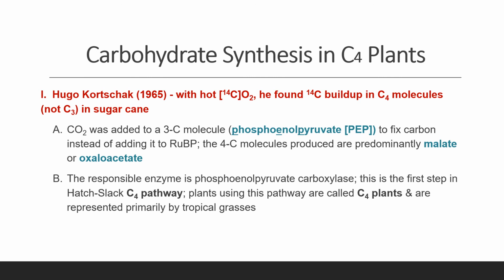So, the enzyme responsible for the linkage of carbon dioxide to PEP was named phosphoenolpyruvate carboxylase, and it catalyzes the first step of the C4 pathway. So, plants that utilize this pathway are referred to as C4 plants and are represented primarily by tropical grasses. Examples of C4 plants are those planted on farms, like maize and sugar cane.